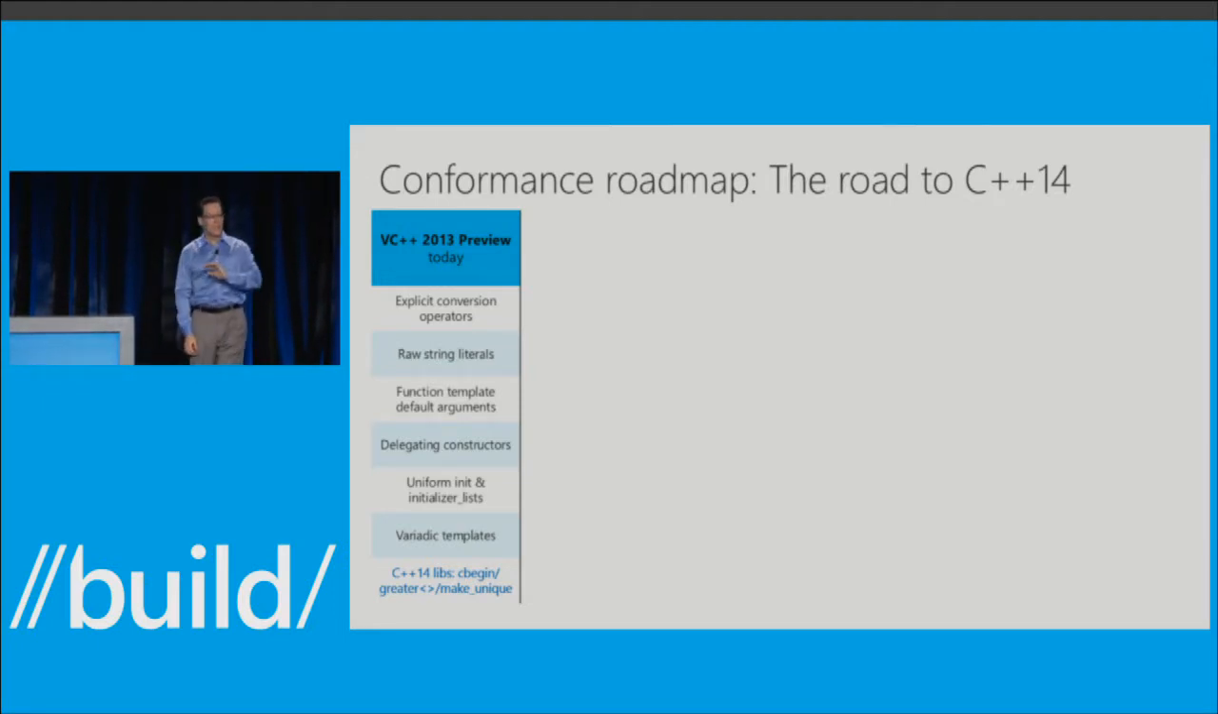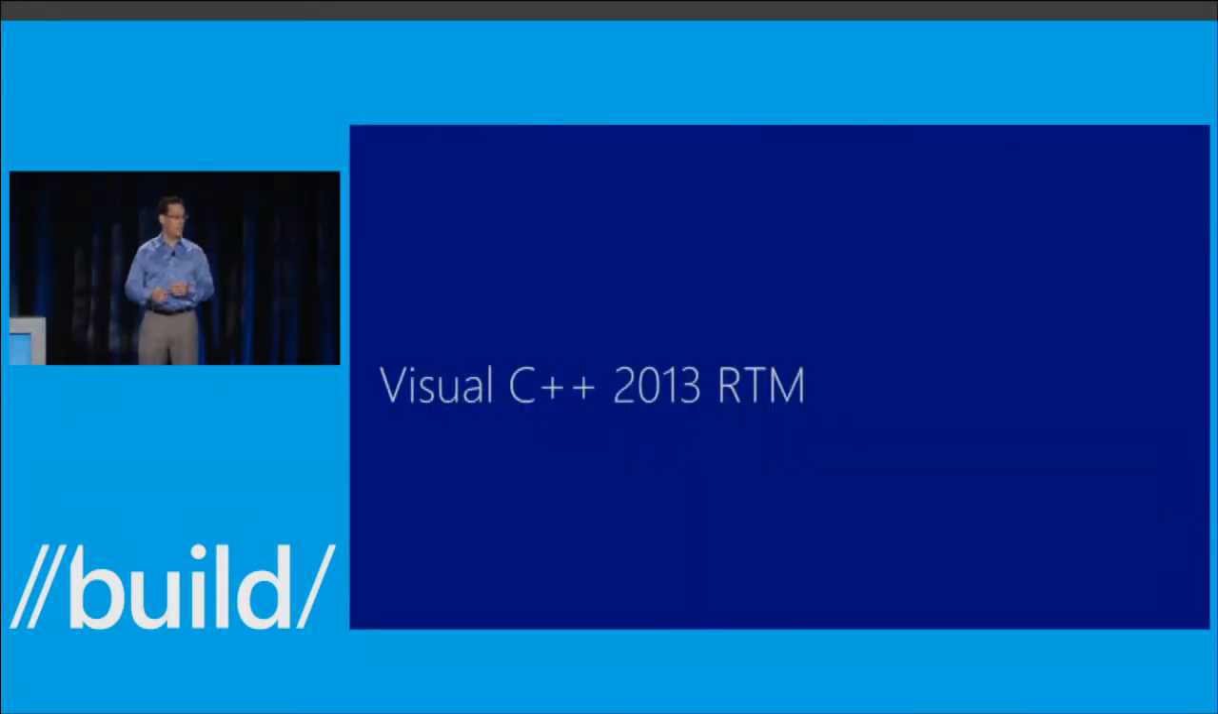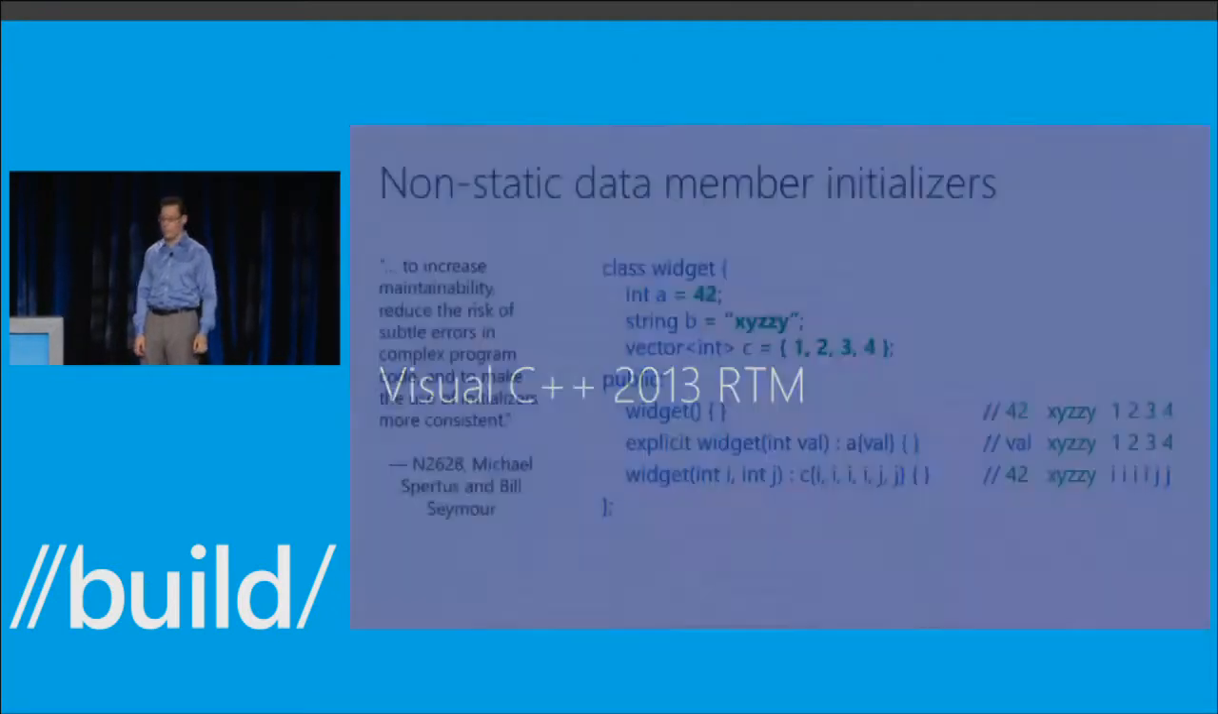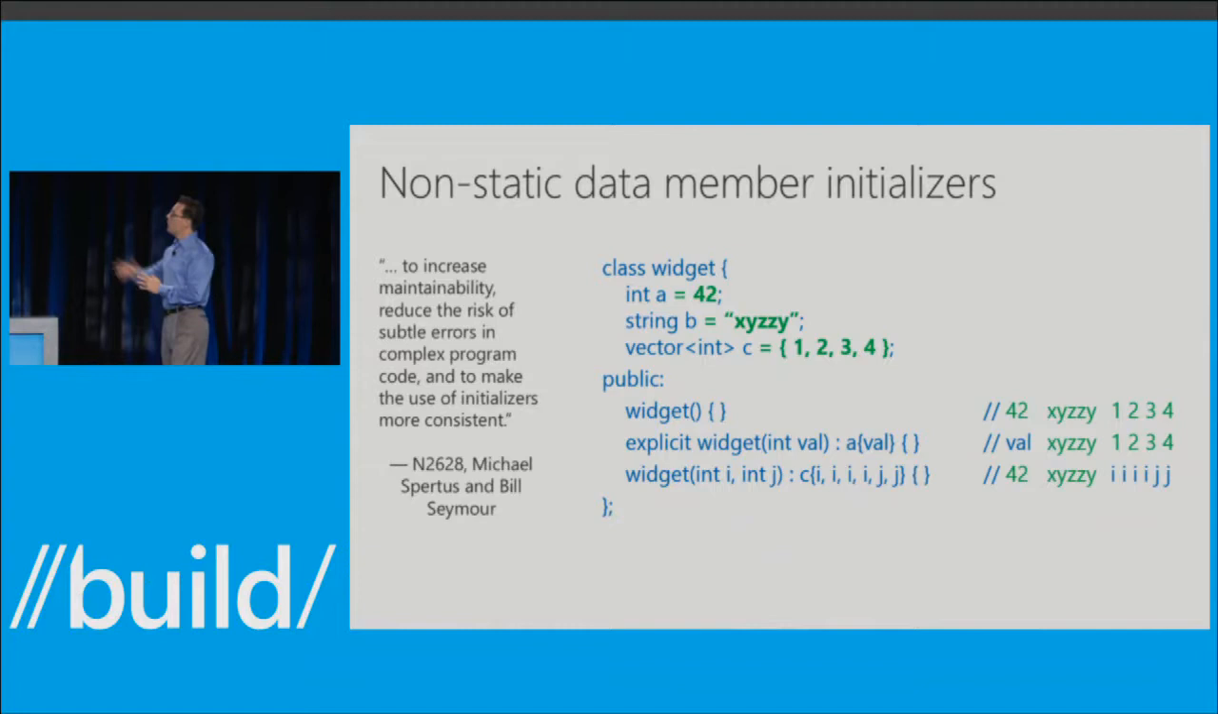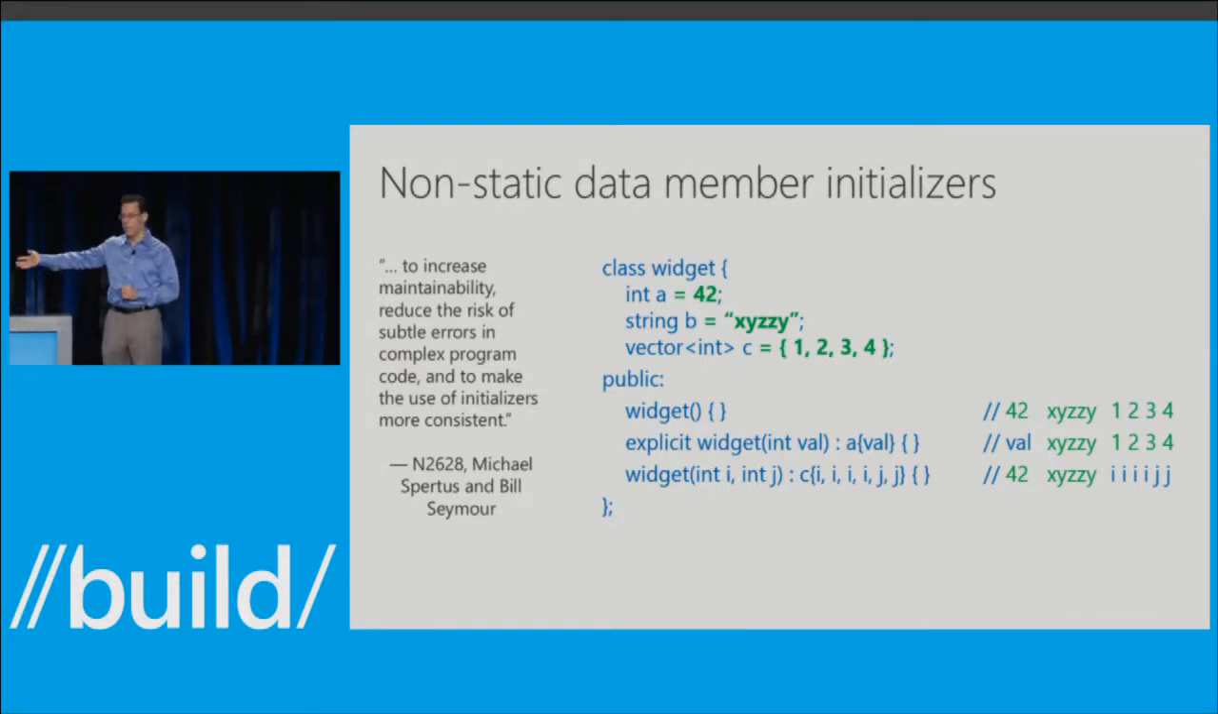Now that's the preview, but that's not actually everything that's in Visual C++ 2013, because RTM is coming later this year, and it's going to have some additional C++11 features in it. The first of those is non-static data member initializers. I know many of you have been asking for this feature.